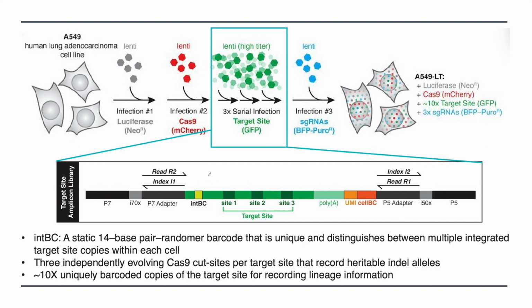So after 3 serial infections, every cell is estimated to have around 10 unique barcode copies of the target site. And the different combinations of barcodes were used to identify every single cell in the mixed population, and also as markers of progenitor cells to trace all cells derived from a single cell.